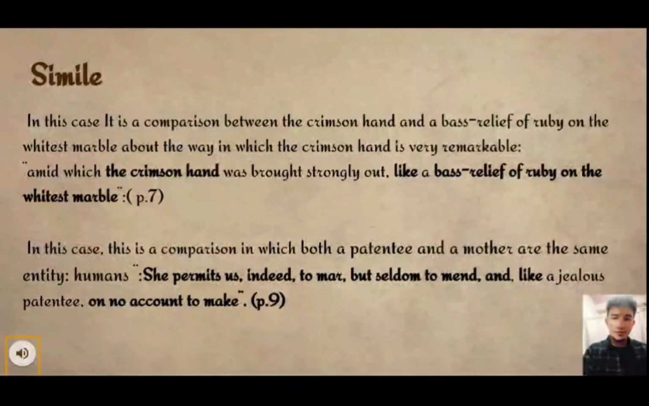Now, in this case, this is a comparison in which both entities, nature and a mother, are compared as the same. We have: she permits us, indeed, to mar, but seldom to mend, and, like a jealous patentee, on no account to make, on page number 9.